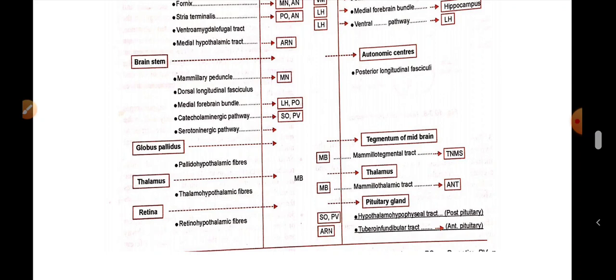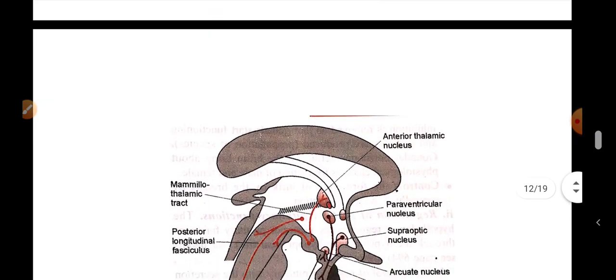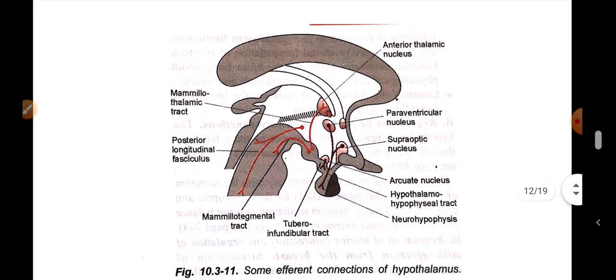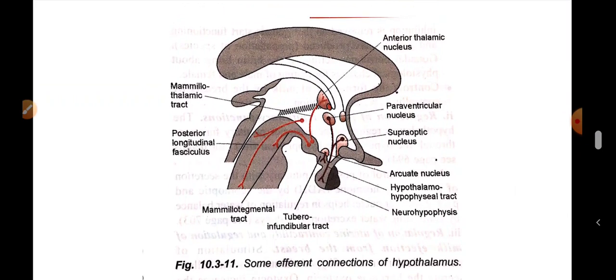From there, the efferents go to the hypothalamo-hypophyseal tract, that is the posterior pituitary, and the tubero-infundibular tract, that is from the hypothalamus the efferents go to the anterior pituitary. So, these are the connections of the hypothalamus. You can see in the diagram the efferent connections of the hypothalamus.